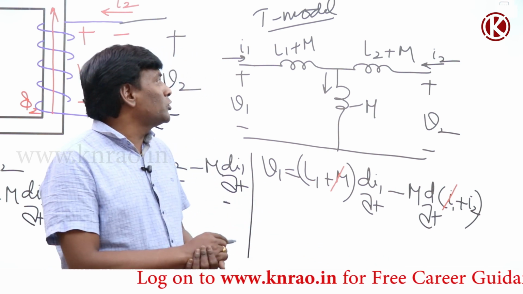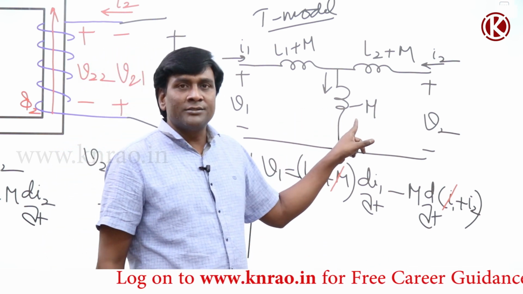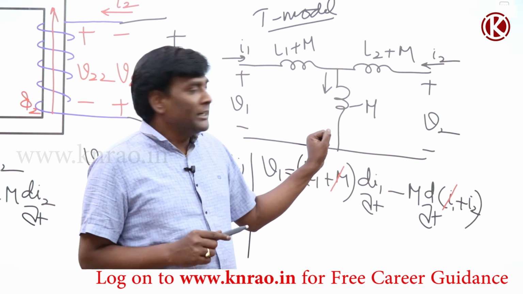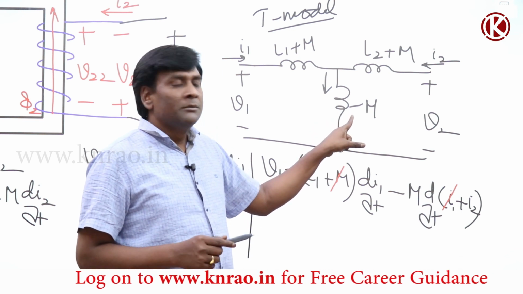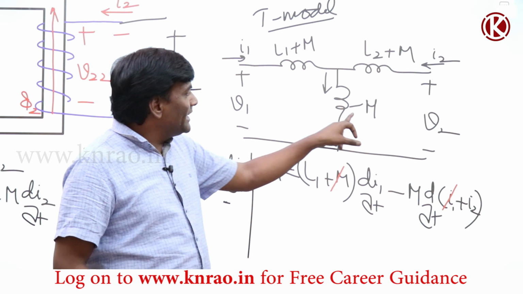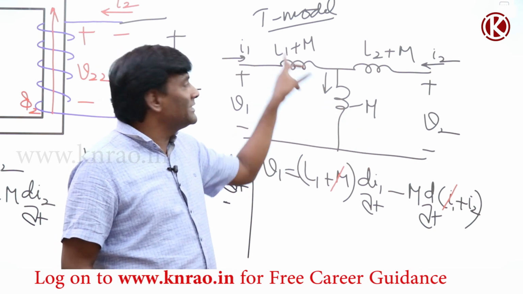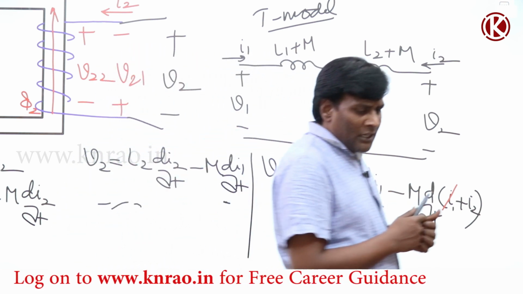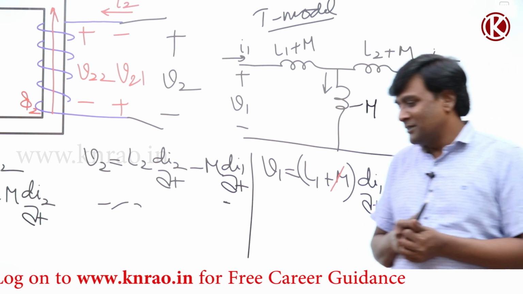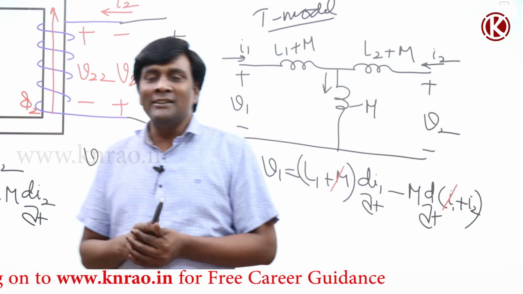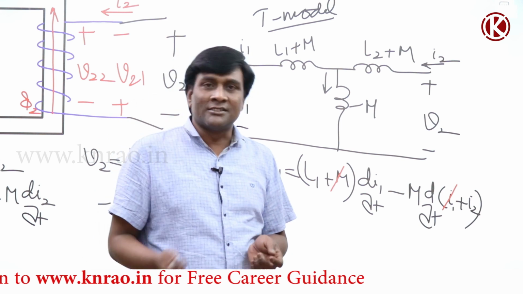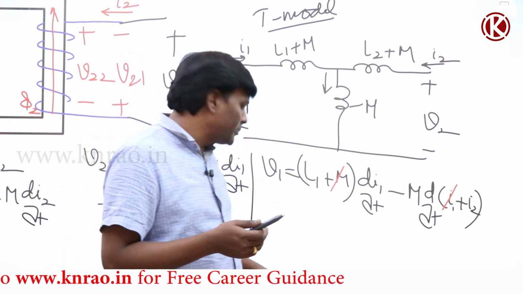Okay, so what is the conclusion here? If I keep minus M here, that is going to be the opposing direction. If I keep plus M here, it is going to be the aiding direction. If I keep minus, it will become plus. If I keep plus, it will become minus. That's it. Of course we can develop one more model, but we will try to develop that in the ideal transformer or machines transformer. I don't want to confuse you much.